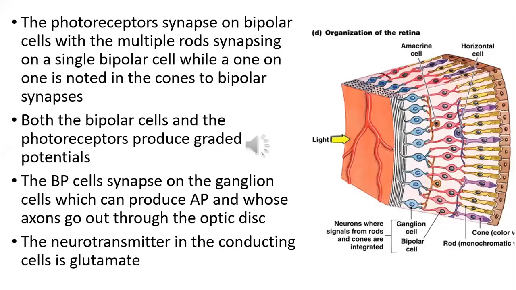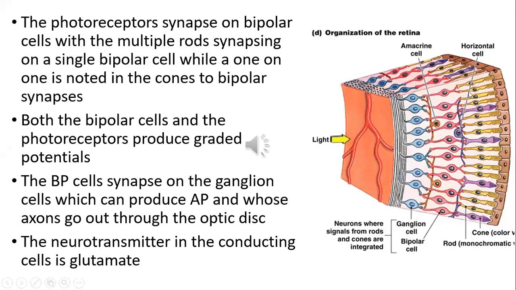All right. So now the photoreceptors synapse on what we call the bipolar cells, with multiple rods synapsing on a single bipolar cell, while a one-on-one relationship is noted between the cones and the bipolar cell. We talked about, I think in the previous video, how these synapses are. I believe by now you know what a synapse is: just a junction between two adjacent cells, which creates a communication junction.